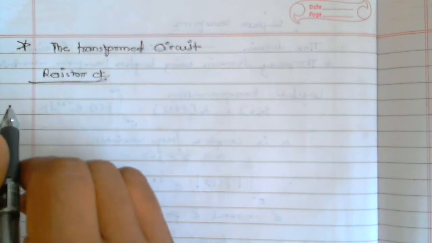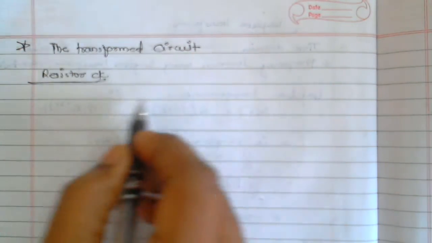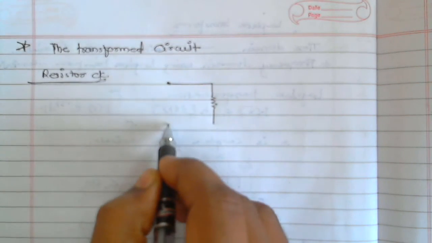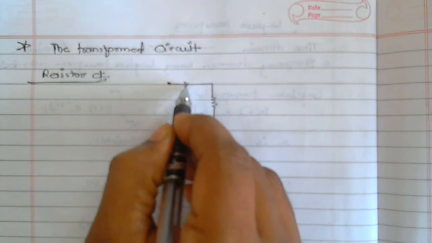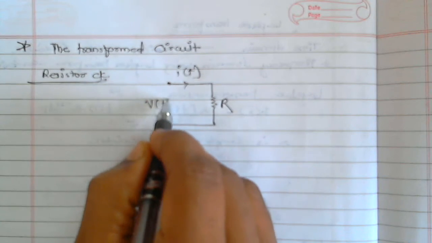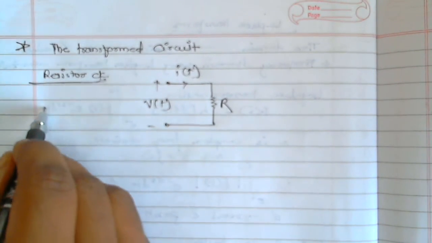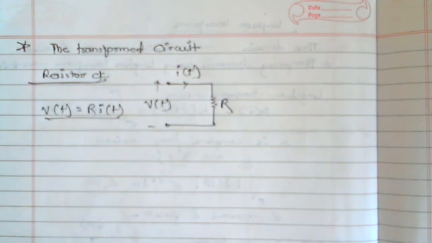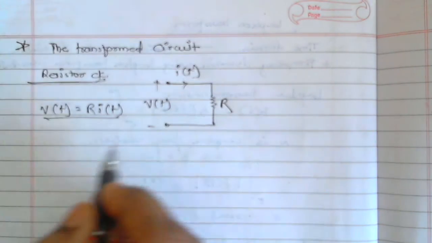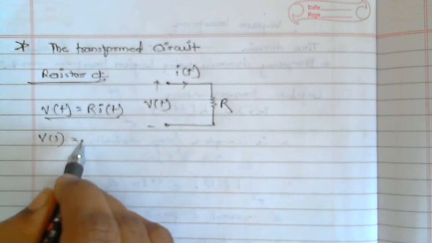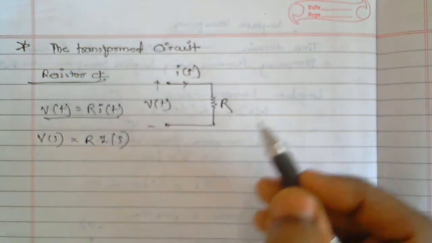We will see the voltage current relationship. Generally you know that the VI relationship for resistance is shown like this. So this is I of t in time domain, this is R, this is V of t, and we can write V of t equal to R into I of t, right? Now the corresponding frequency domain relation will be V of s equal to R into I of s, nothing much change.